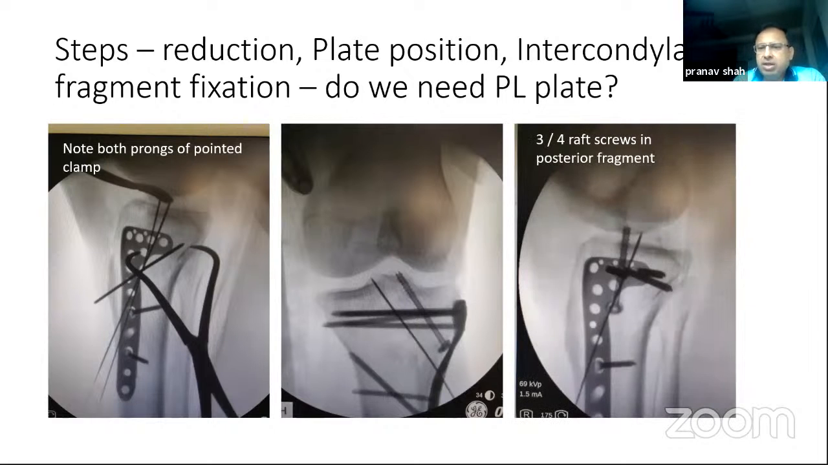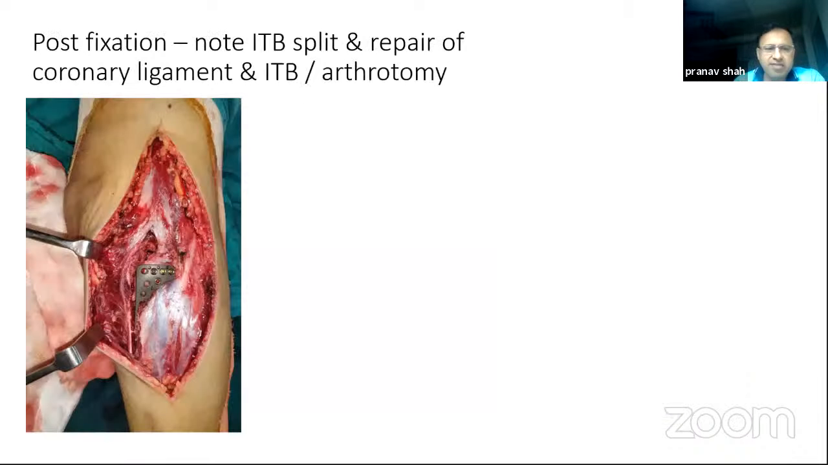You can see that 3 of the 4 raft screws are engaging the posterolateral fragment. So I did not put a posterolateral plate because it was a large fragment. It was very well held with the raft plate, and the raft plate is a significantly strong plate. So I have just put a single raft plate. Before closure, this is how things look.